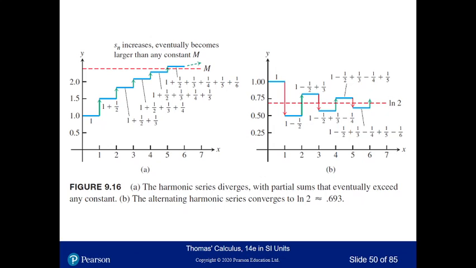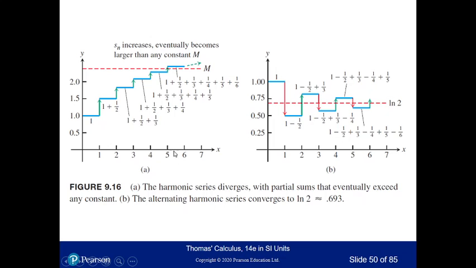The harmonic series diverges, but the alternating harmonic series is convergent. Okay. What's a harmonic series? The harmonic series is 1 plus 1 over 2 plus 1 over 3 plus 1 over 4 plus 1 over 5 plus 1 over 6. So this is our harmonic series. We call it the harmonic series. But we also have an alternating harmonic series.